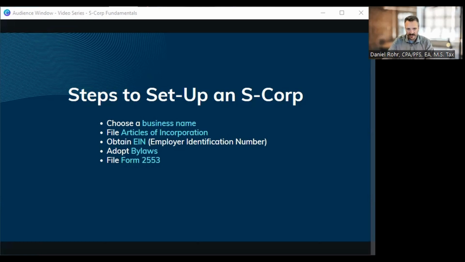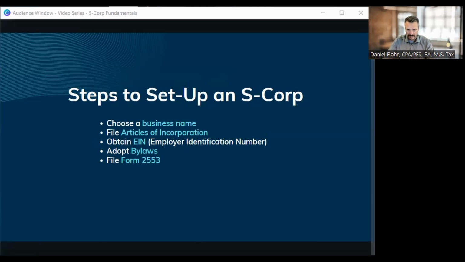The second thing you need to do is file articles of incorporation. This step establishes the legal framework of your corporation. It includes details like the number of shares, the purpose of the corporation, and the registered agent. Each state may have different requirements, and proper filing is essential. Third, you need to obtain an EIN, which is an employer identification number. This is vital for tax purposes, and it's required for hiring employees. It's your business's unique identification number with the IRS. It's like the business's social security number. And you'll also need this to open up the corporate bank account.